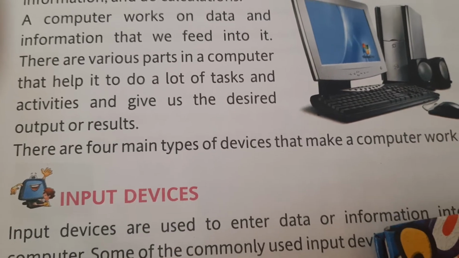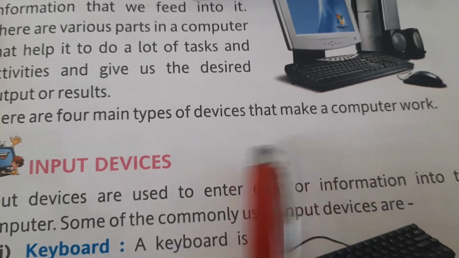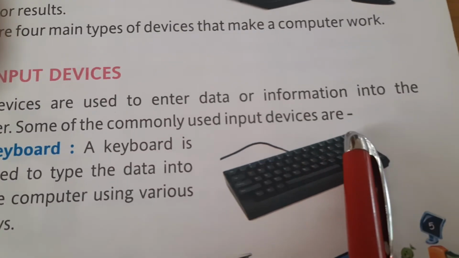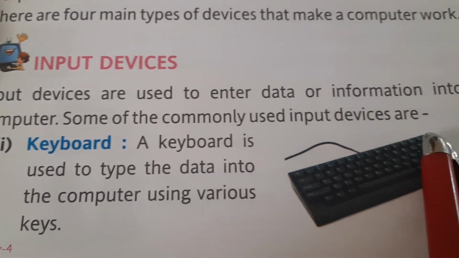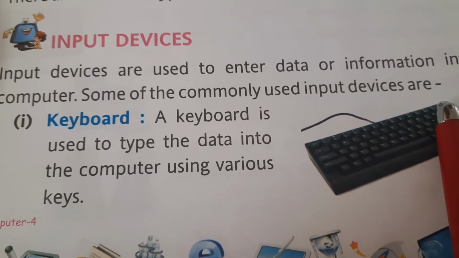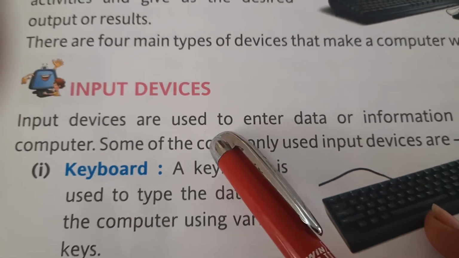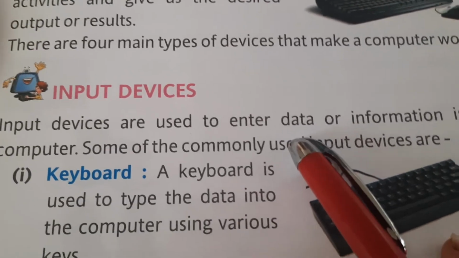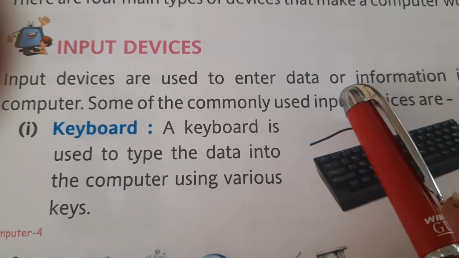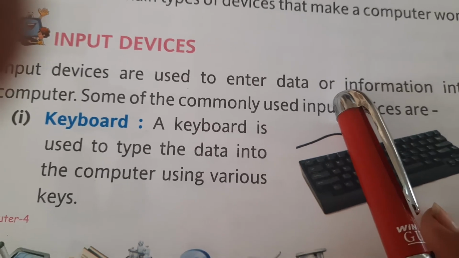There are 4 main types of devices that make a computer work. What are the 4 main types of devices? Let's see. First is input devices. Input devices are used to enter data or information into the computer. Some of the commonly used input devices are keyboard. A keyboard is used to type the data into the computer using various keys. So input devices are those devices which are used for entering data or information into the computer, and some of the various input devices are keyboard, mouse, joystick, etc.